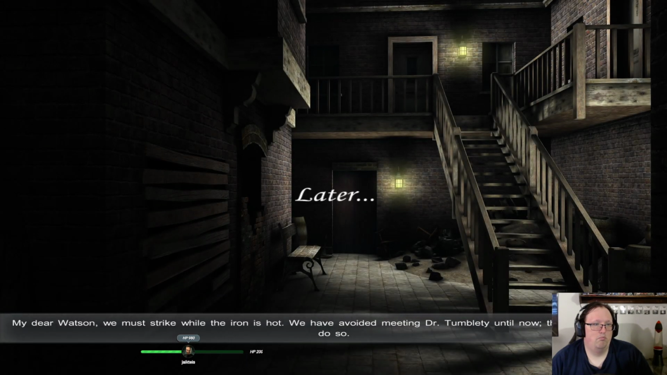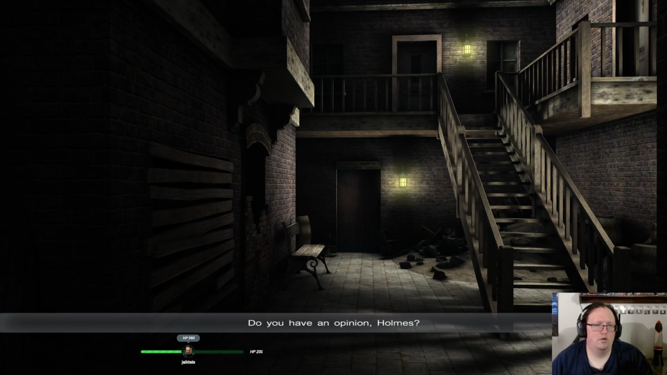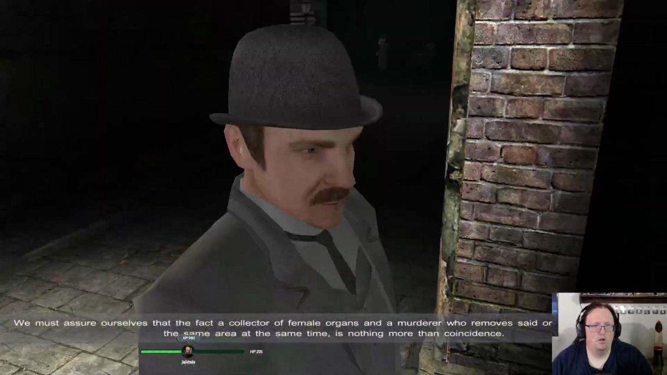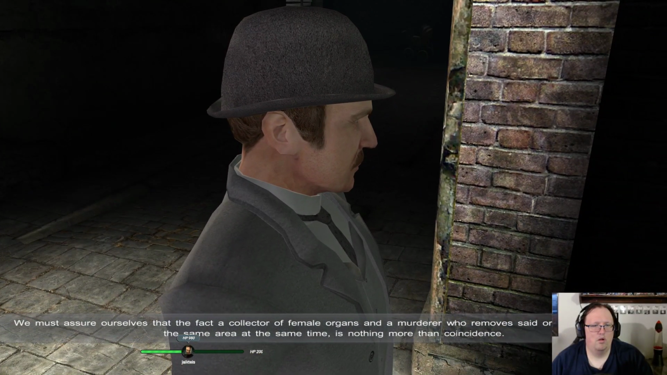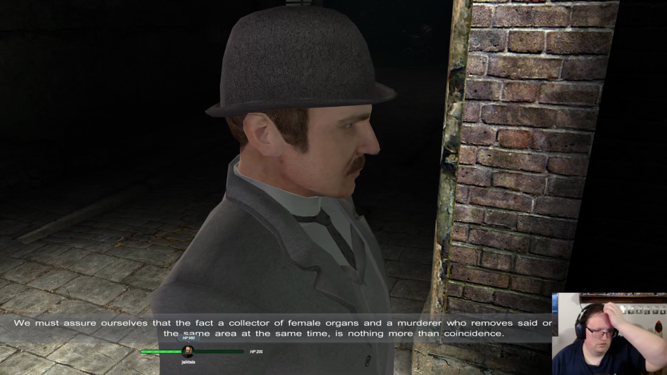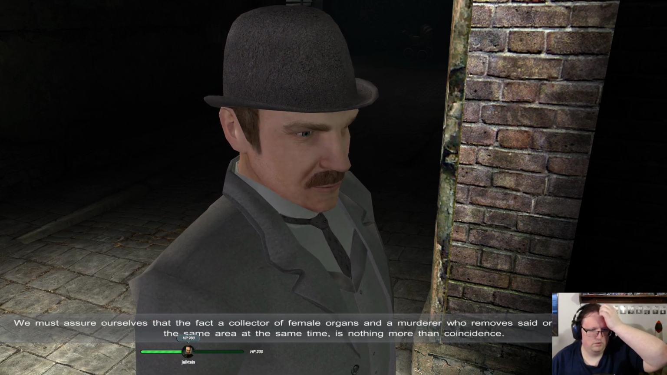My dear Watson, we must strike while the iron is hot. We have avoided meeting Dr. Tumblety until now. The time has come to do so. Do you have an opinion, Holmes? We must assure ourselves that the collector of female organs and a murderer who removes said organs being resident in the same area at the same time is nothing more than coincidence.